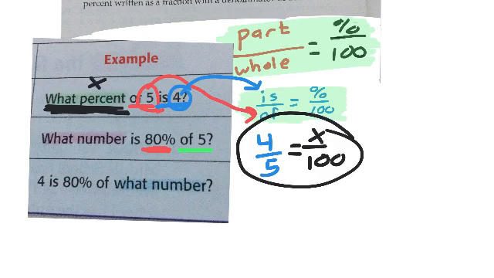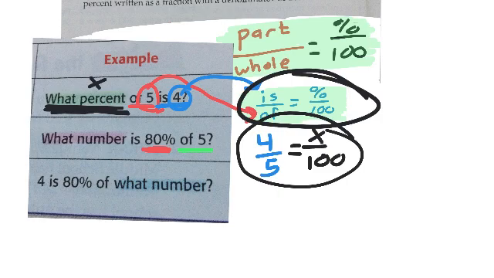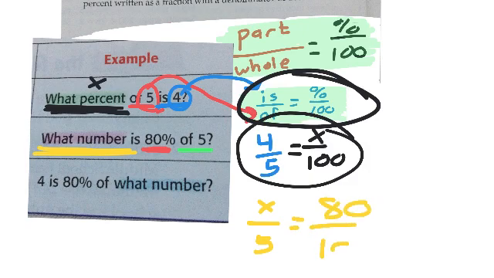So when I plug this into the formula here, is over of equals percent over 100. What is my is value? Well, I do not know that. That's why the question says, what number is? We're looking for is. So in the place of is, I'm going to be plugging in x over my of value, which is 5, equals the percent here, which is 80 over 100. That is how we would set up the second problem. And again, we'll go through the process of solving in just a second.